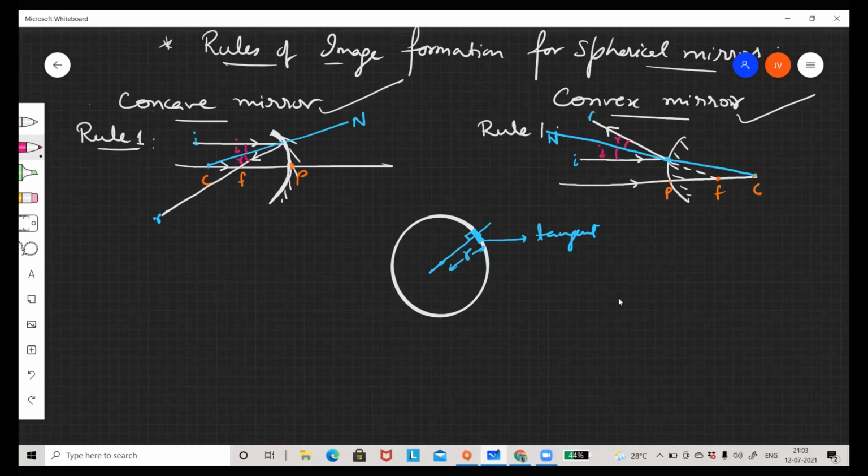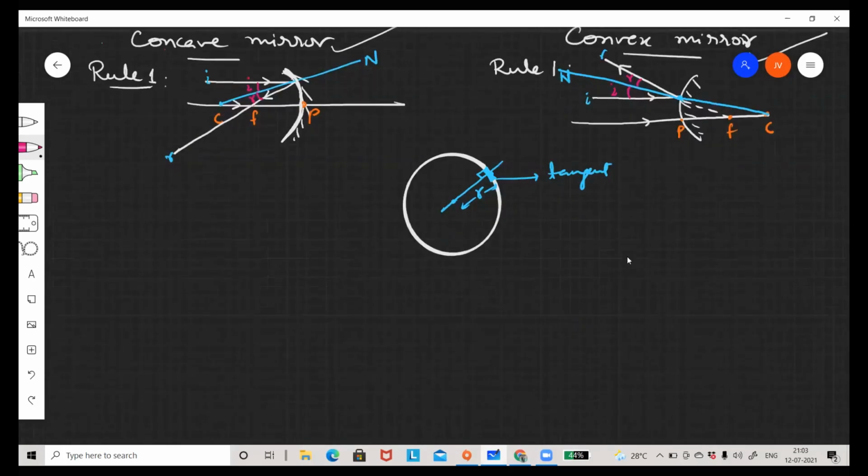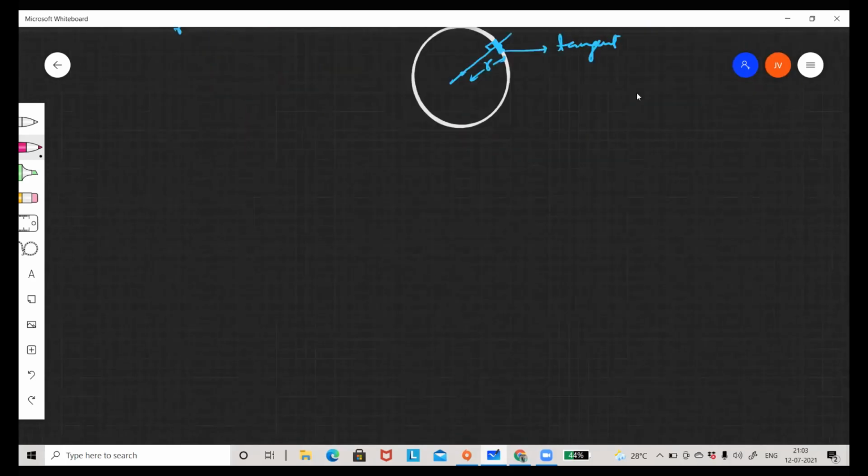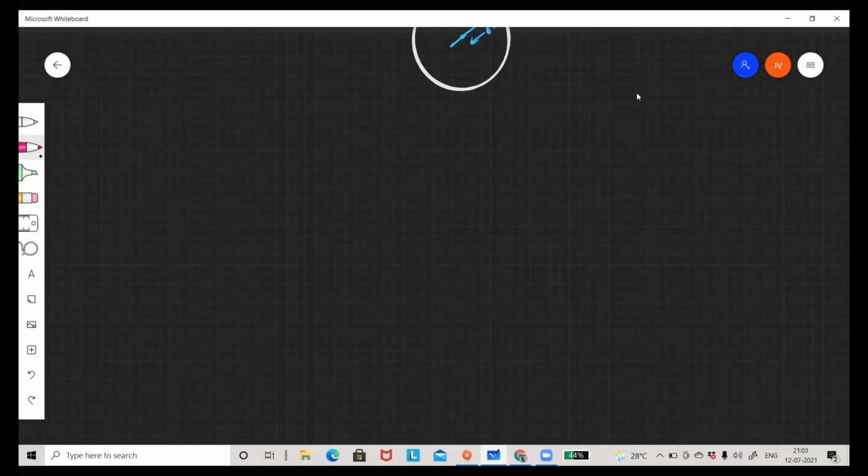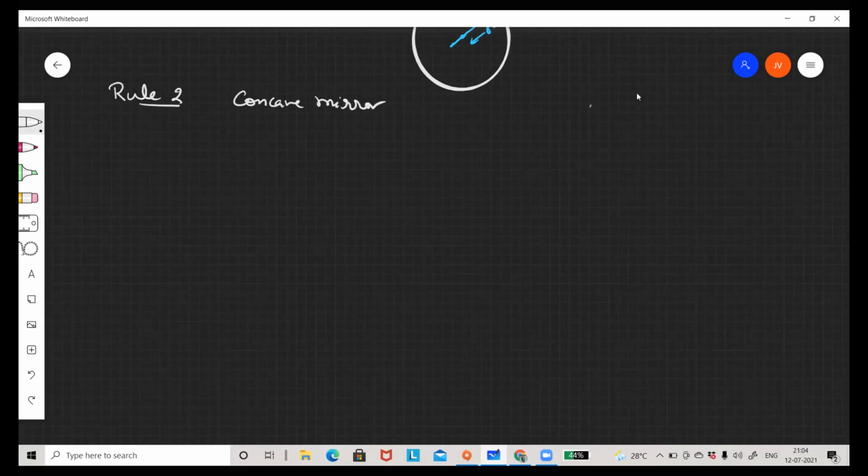For any ray diagram, we want any 2 rules, two rules. Okay, let's go for the second rule, rule 2. You can scribble in your rough book to remember. Rule 2, okay, we will do it for the concave mirror as well as the convex mirror.